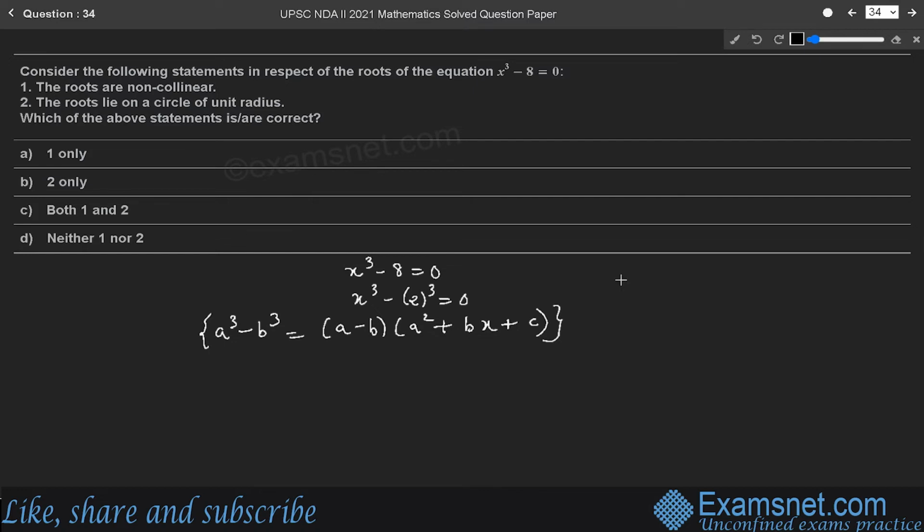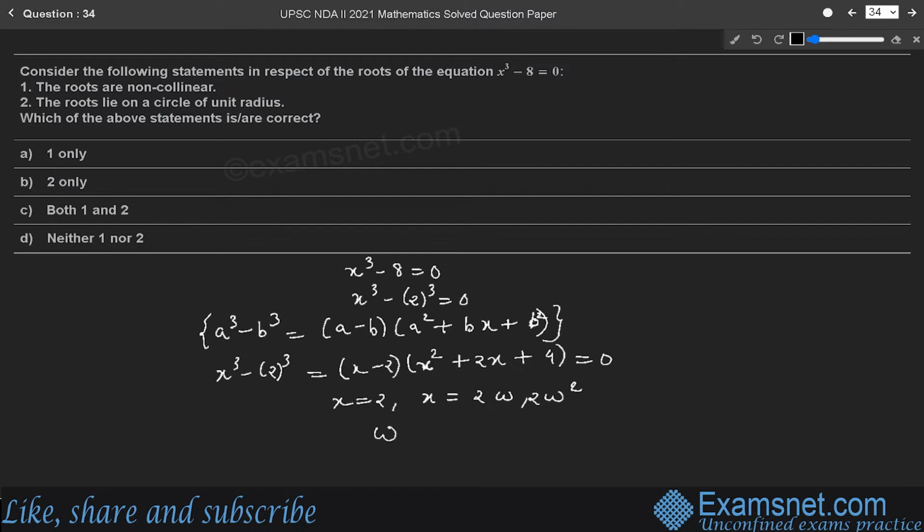So applying this formula here, we will get, see here there is b square in the formula. So applying this formula here, we will get x cube minus 2 cube is equals to x minus 2 into x square plus 2x plus 4 is equals to 0. So x will be 2 and x will be 2 omega and 2 omega square. These are the values for x.